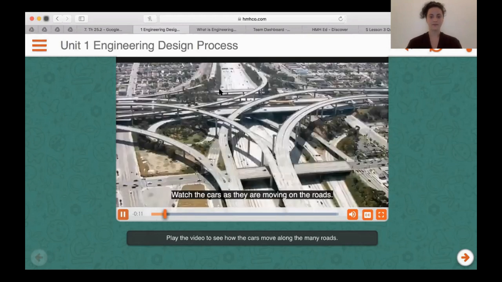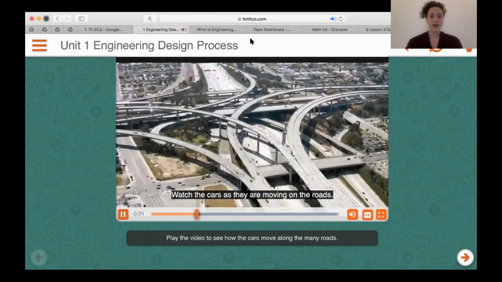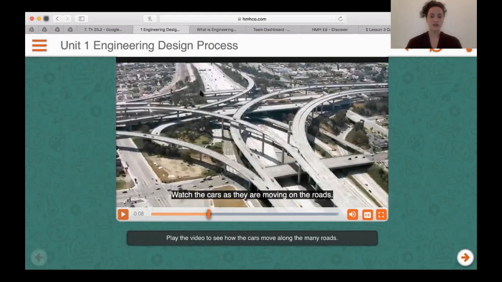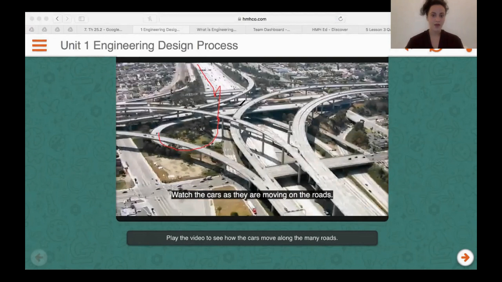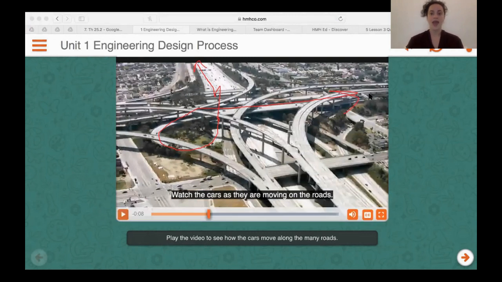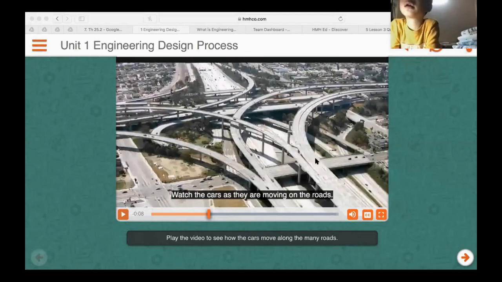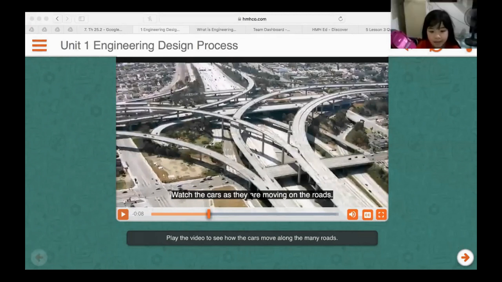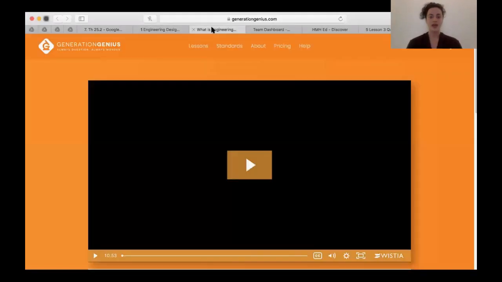Watch the cars as they are moving on the roads. I'll trace one ramp for you so it's easier to see. Here, if you go down this road, and then you get on this ramp, it goes around. Now I'm on this road, going the other direction. Okay, and everyone say ramp. Ramp. Very good. Ramps are very important inventions that engineers made.